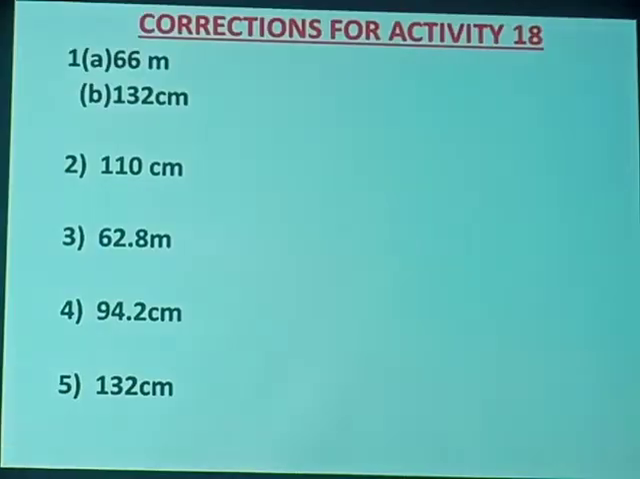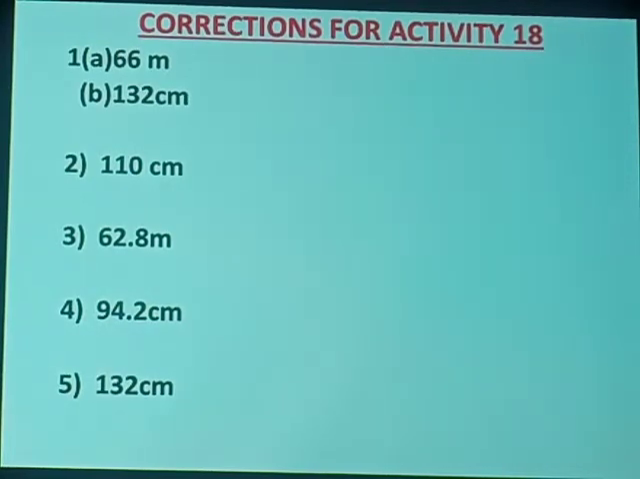I'm here to take you through lesson 19, but before we look at lesson 19, we need to make corrections for the previous lesson, and that was lesson 18. Now, here are the corrections for activity 18.